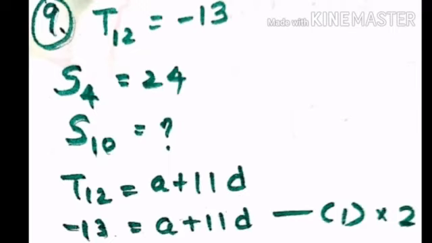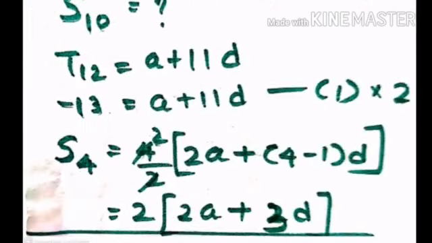Means T12 I have written as minus 13, S4 is 24, and for S10 we want to find the sum of the first 10 terms. According to the relation we are given, for the T12 formula I have kept A plus 11D, and substituting the value, minus 13 is equal to A plus 11D. I kept that as equation 1, which we will be multiplying by 2 in future, and then we have to solve it using simultaneous linear equations.